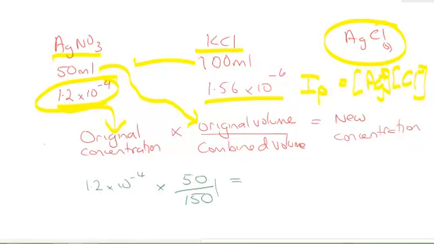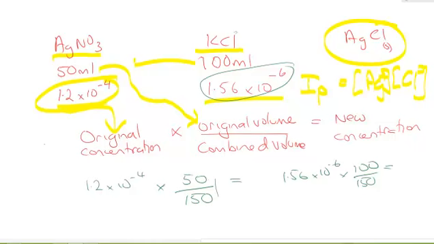Now the new concentration of this one, which you'd also have to calculate, would just be 1.56 times 10 to the negative 6 times 100, because there's 100 mils there, over 150. And that would equal the new concentration of the chloride ions. Okay, so that's how you work out when it's not even volumes and it's not as simple as dividing in two.